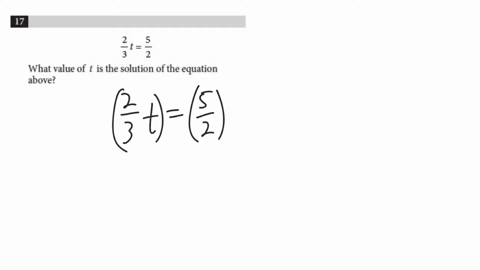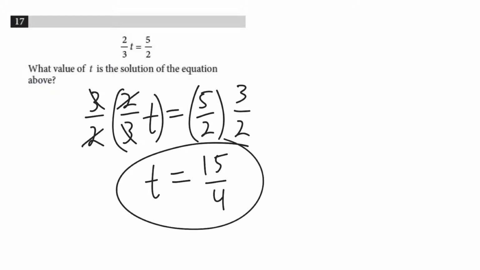Number 17. What value of t is the solution of the equation above? Oh, dropped my pen. Okay. Well, 2/3 t equals 5/2. To get rid of that coefficient on the left, we need to multiply both sides by the reciprocal, or the multiplicative inverse. That's going to make that equal to 1 on the left. So we've got t. And then on the right, we can't cancel any common factors, so it's just going to be 15/4. That is our answer.